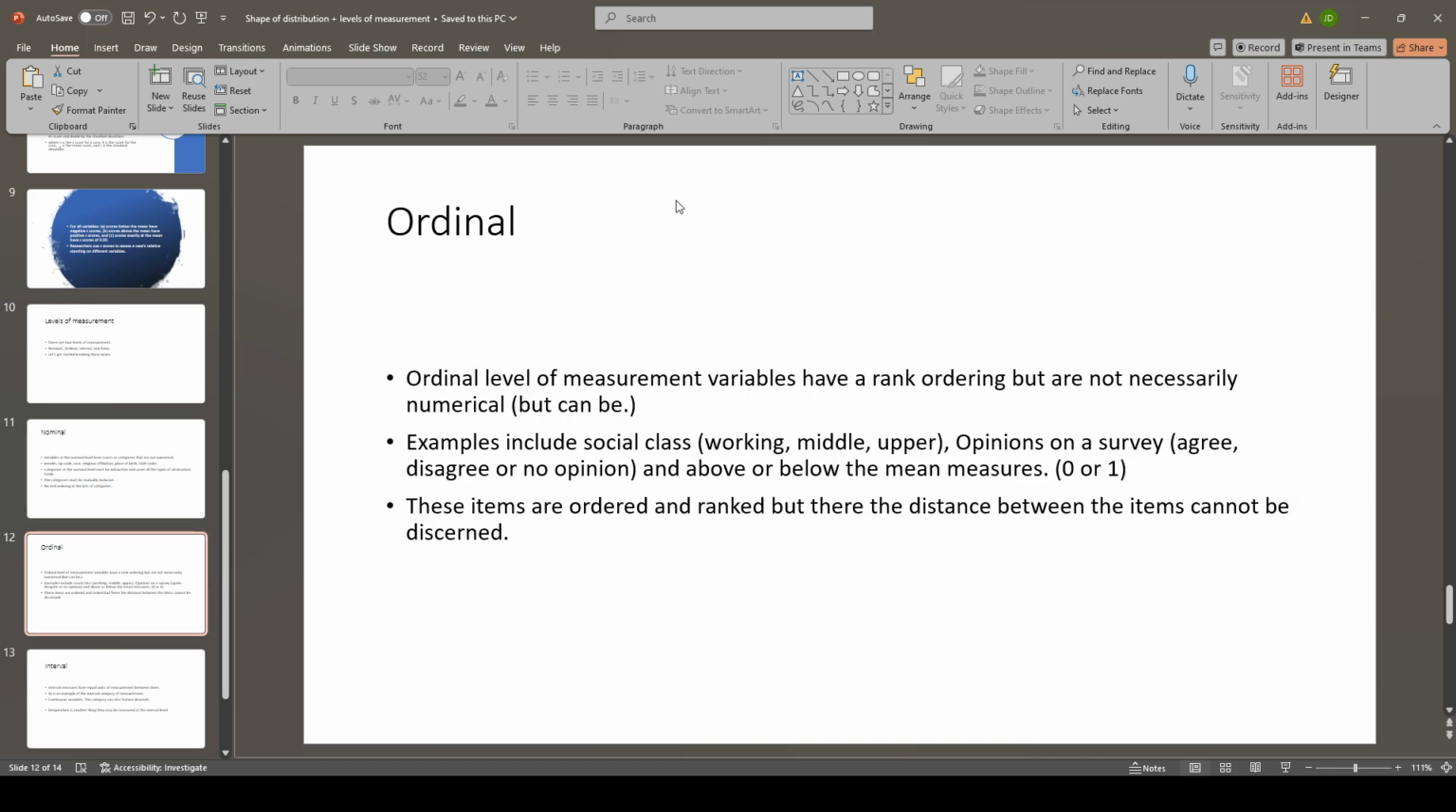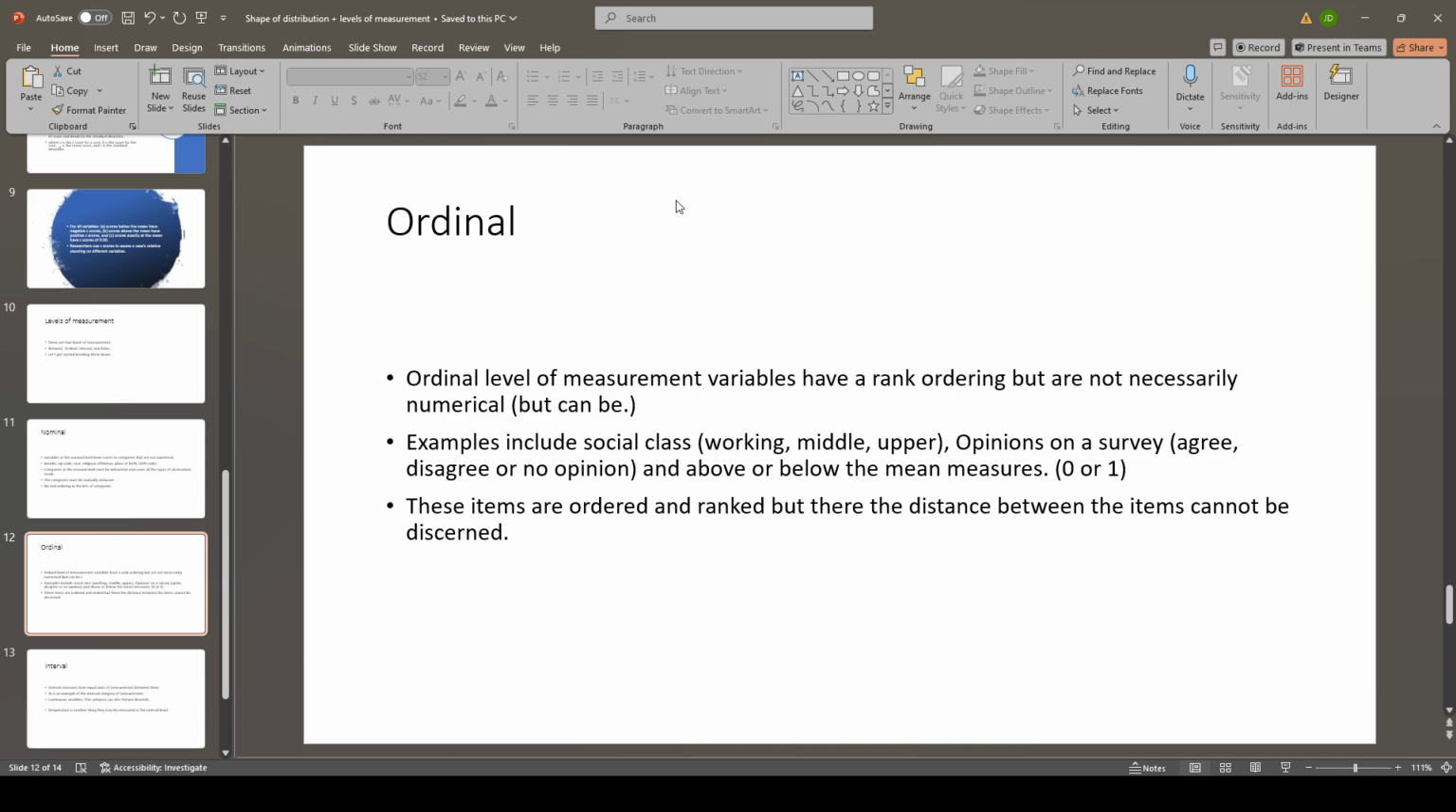An ordinal level of measurement is kind of like hot or cold. That's the best way to describe it. You're getting hotter, you're getting hotter, you're getting colder, you're getting colder. You understand that there is a numeric value and a magnitude to the word itself, but there is no distinct measurement. An example is social class: working, middle, upper. Another is opinions on a survey, and here's a big one you'll run into all the time: agree or disagree, no opinion. Surveys say strongly disagree, disagree, neither agree nor disagree, agree, and strongly agree.